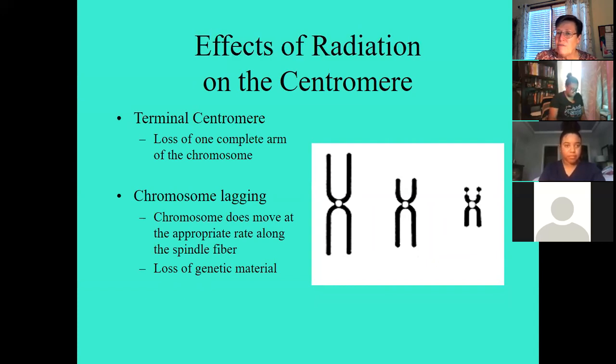Well, sometimes after irradiation, the chromosome doesn't move at the appropriate rate along the spindle fiber. It moves slower. So if it moves too slow, it doesn't get to the opposite pole of the cell before the nuclear envelope reforms. When that happens, you have a chromosome left out in the cytoplasm. It's a loss of genetic material, and that too is lethal to the cell.